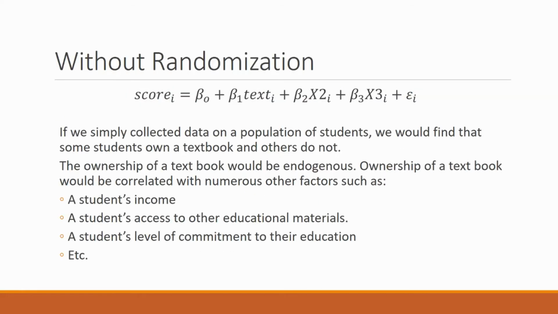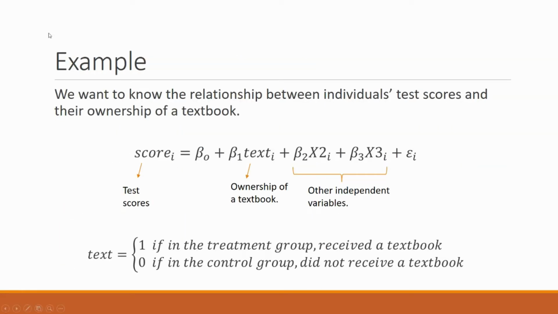Okay, now let's use this example. Say we want to know the impact of owning a textbook on students' test scores. So we are particularly interested in finding an unbiased estimate of beta 1. We really want to know beta 1. I want to think about this example first from the perspective of not having a randomly assigned treatment, and then second from the perspective of having a randomly assigned treatment, just so we get a nice comparison of what randomization does.